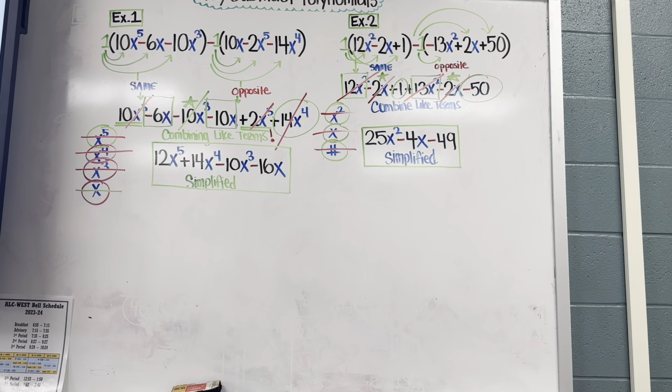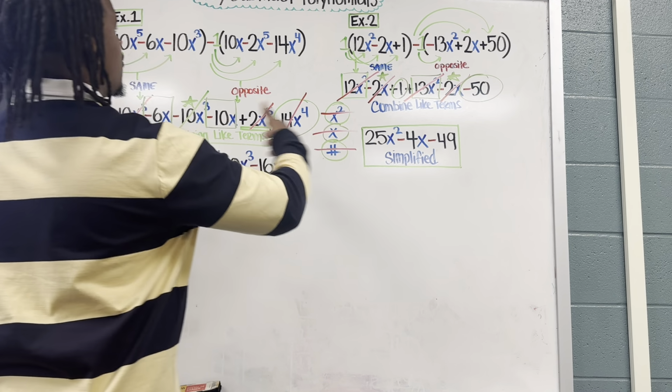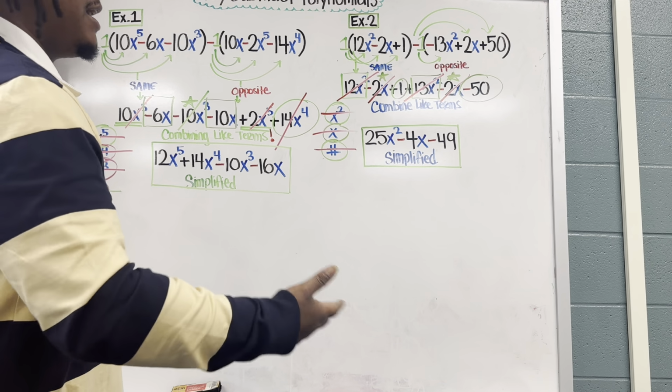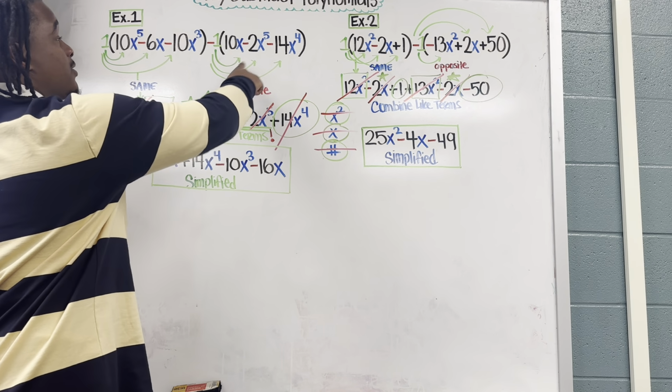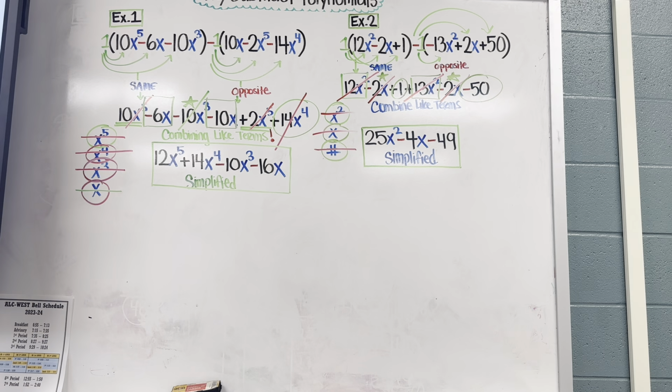Thank y'all so much, guys, for tuning in. And once again, these are two examples of how we can add, subtract, and multiply and simplify polynomials, because we added and we subtracted. And then also when we were distributing, we were multiplying as well. So this is how we simplify polynomials.